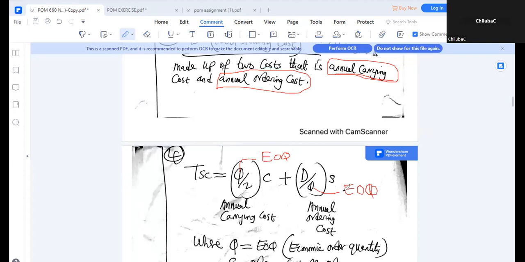Excuse me, sorry. I wanted to ask, what's the difference between the carrying cost and the ordering cost?